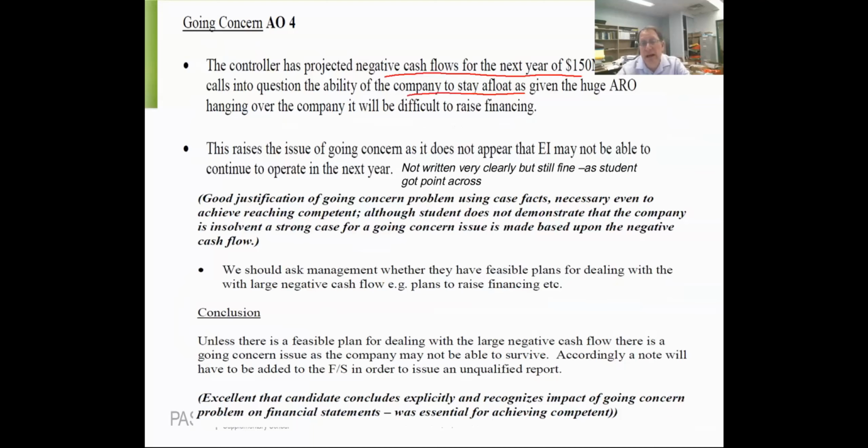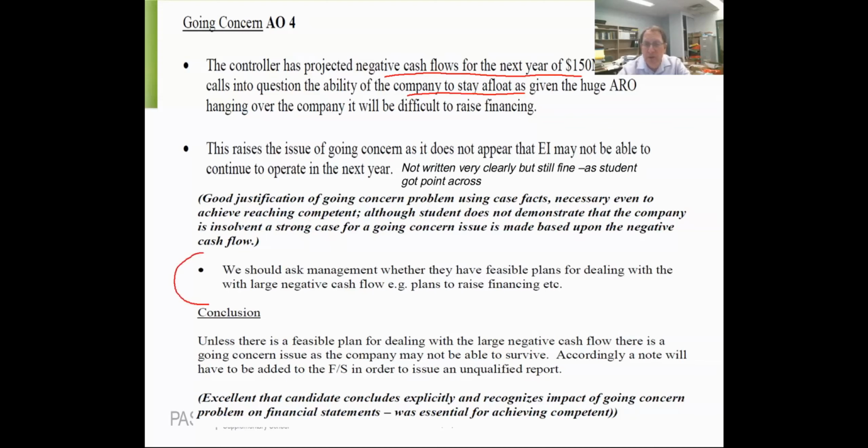Look, people, there were other points here. There was a whole equity point, which was a harder point. Didn't get that here. Still pretty good. I like this one. We should ask management if they have any plans. Excellent. And conclusion, the company may not be able to survive.